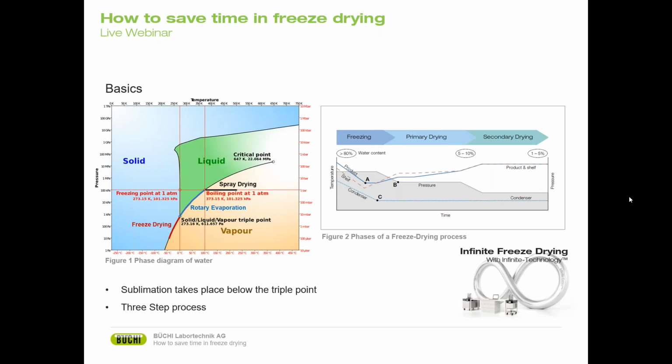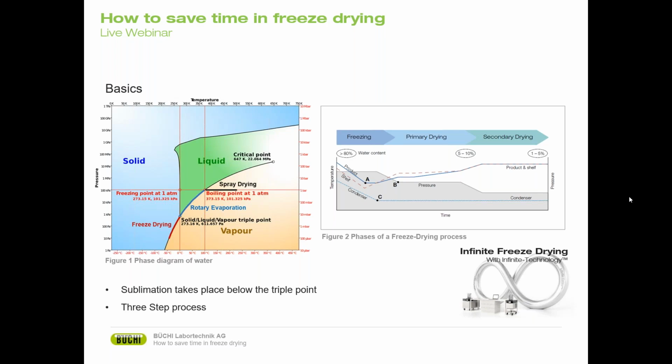Let me start with a short basic: what is freeze drying and what is the difference between rotor evaporation and spray drying? Spray drying is at the same pressure, but just by increasing the temperature, while in rotor evaporation we are moving along the phase line between liquid and vapor, as you can see in figure 1, while freeze drying happens below the triple point on the phase line between solid and vapor, and that is 6 millibar, for example, for water. A freeze drying process can be divided into 3 phases: freezing, primary drying, and secondary drying.